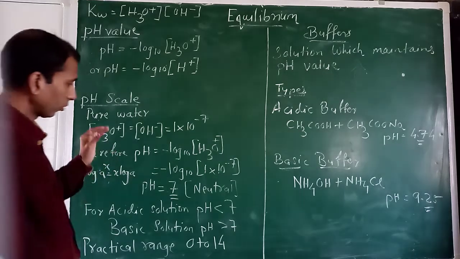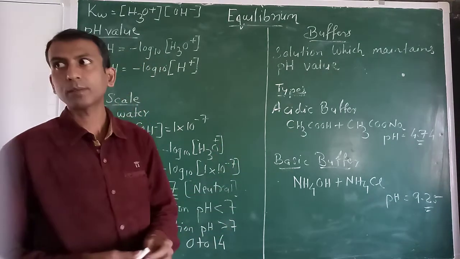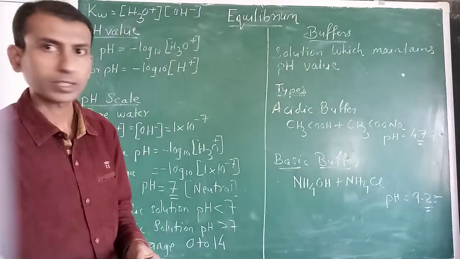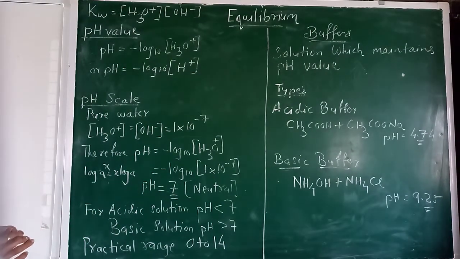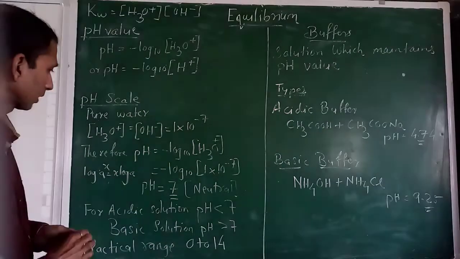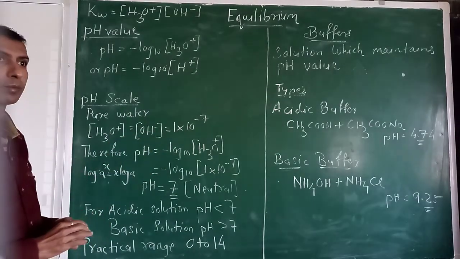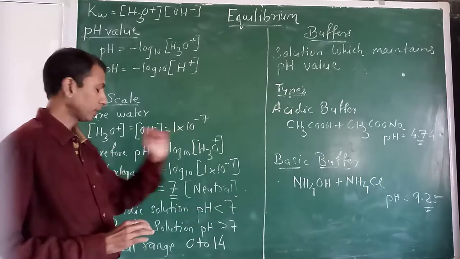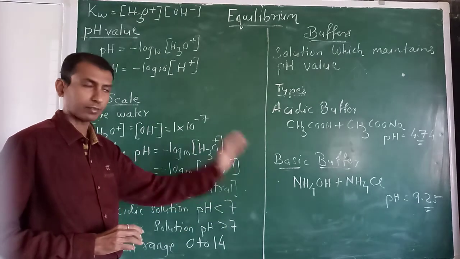So after getting pH value 7, the particular medium or solution is said to be neutral. What do we call it then? Neutral solution. But solutions are also of two more types depending upon the pH value. A solution can be acidic, and for an acidic solution pH will be less than 7, and for a basic solution pH will be greater than 7.